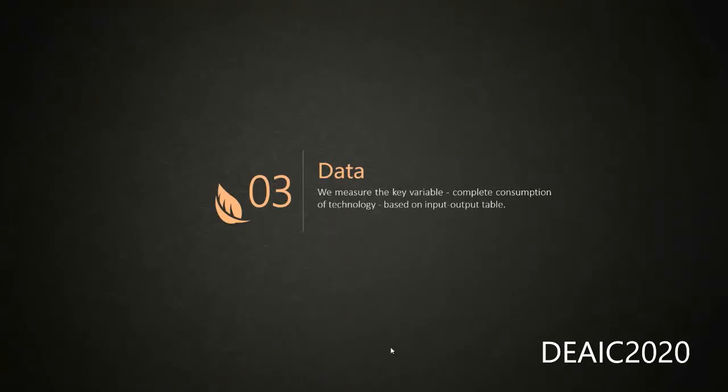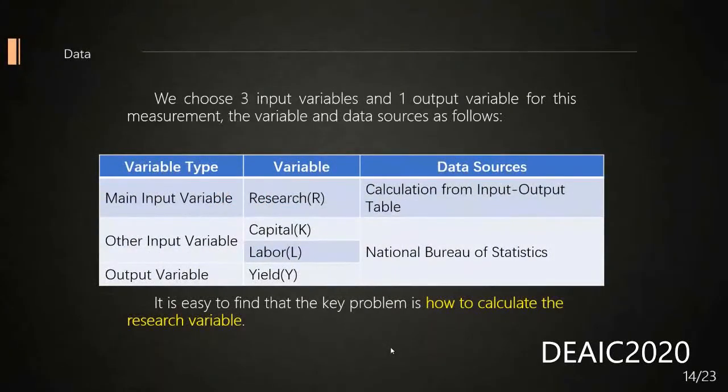Let us give another discussion for the data. As I said before, we choose three input variables and one output variable for the measurement. The variables and the data source are shown in the table. For the output variable, yield, and the other input variables, the country variables, capital and labor, we could all get the data from the National Bureau of Statistics. But for the main input variable, research, we could not get the direct data, so we should calculate it from the input output table.